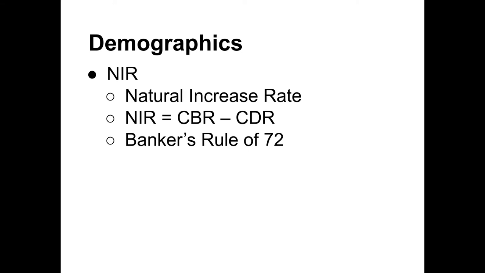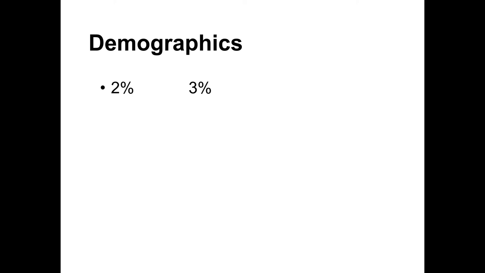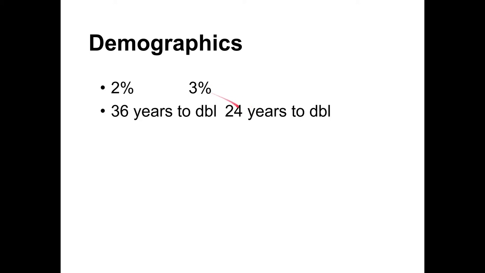You can take the natural increase rate and use the banker's rule of 72 to figure out the doubling time. So if you take 72 and divide it by the natural increase rate, you get the doubling time in years. So if we had two countries, one has a natural increase rate of 2%, the other has a natural increase rate of 3%. The first country has a doubling time of 36 years. 72 divided by 2 is 36. So every 36 years, that country is going to double. With a 3% rate, they'll be doubling every 24 years. 72 divided by 3 is 24.